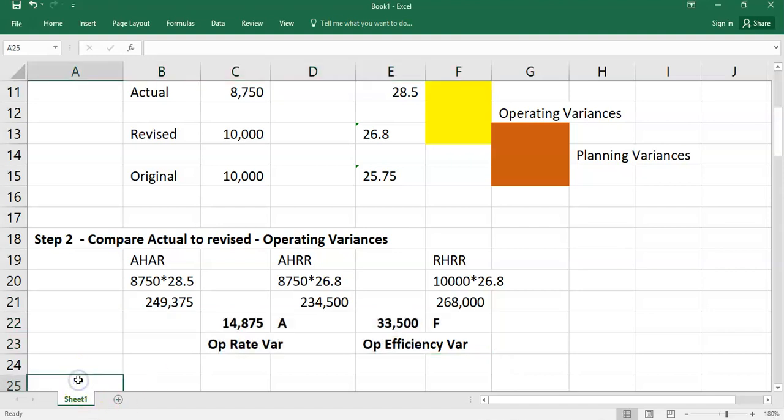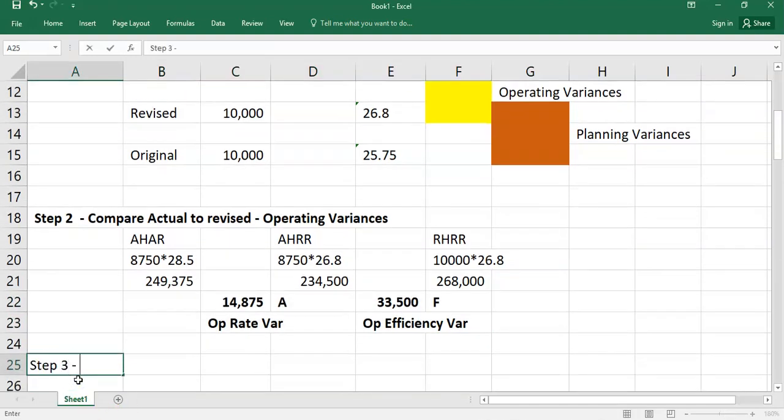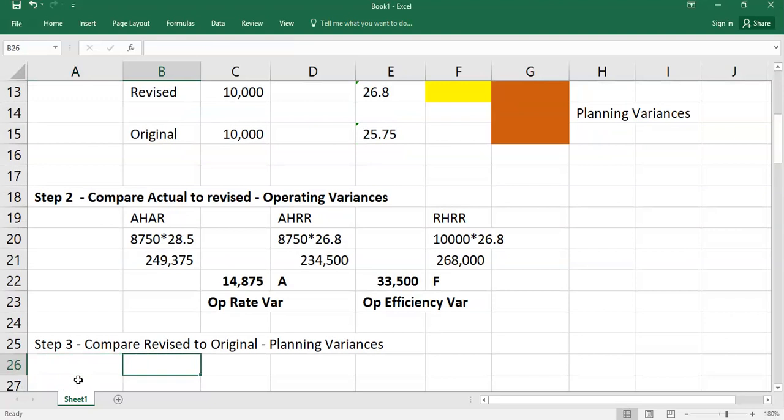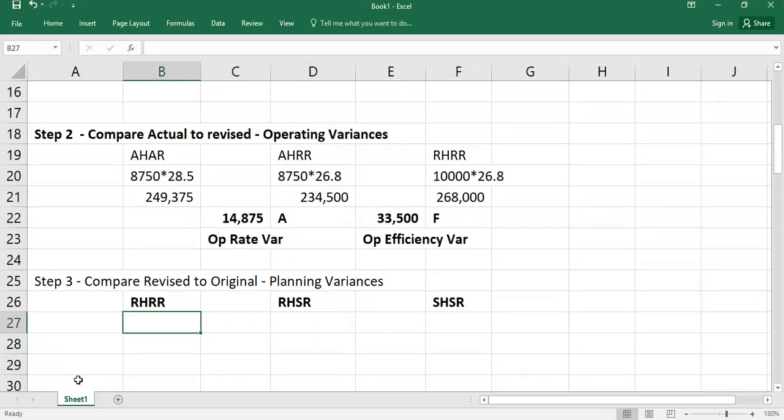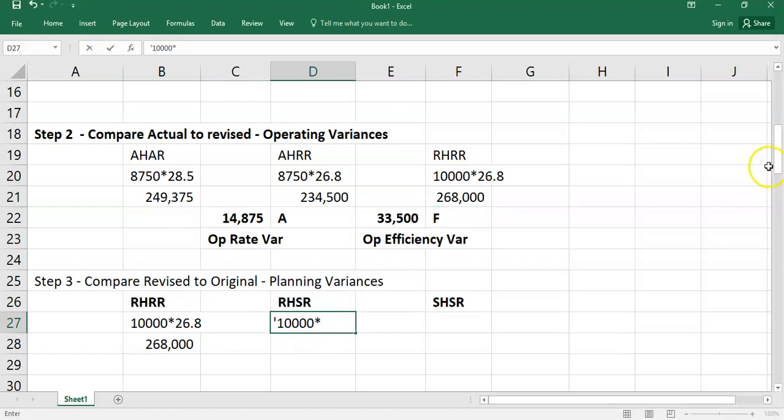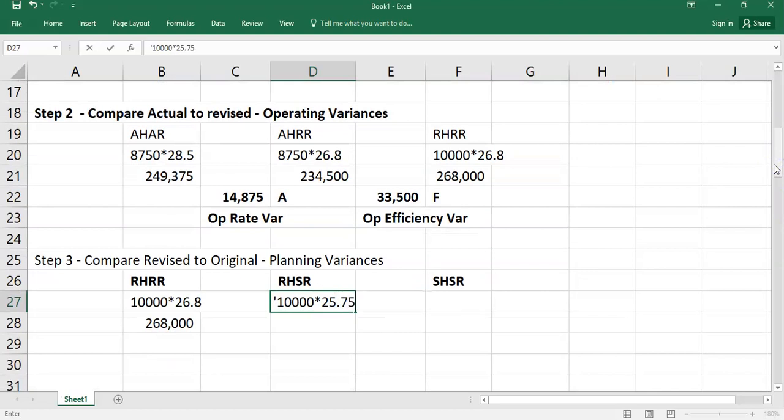The other variances in step 3 is you compare revised to original. And that will get your planning variances. So that is revised hours, revised rate, revised hours, standard rate, standard hours, standard rate. Again, don't make it too complex. Just do your 3 columns out so you understand what you're looking for. This is done already, so we can just copy it down. Revised hours, revised rate is the same as above. Revised hours, 10,000 times your standard rate was 25.75.